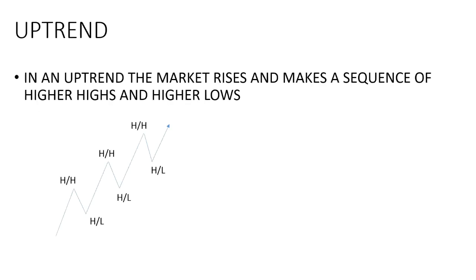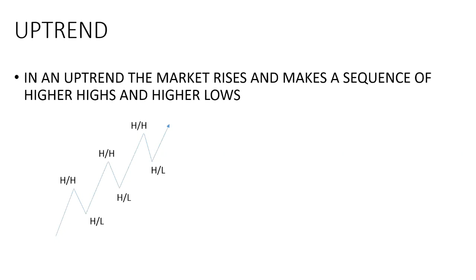In an uptrend, the market rises and makes a sequence of higher highs and higher lows. And you can see there we've got our figure. It shows the market starting from the low. It goes up, creates a high, retraces back, creates a higher low. The reason it's a higher low is that it couldn't break the previous low. So it's a higher low.